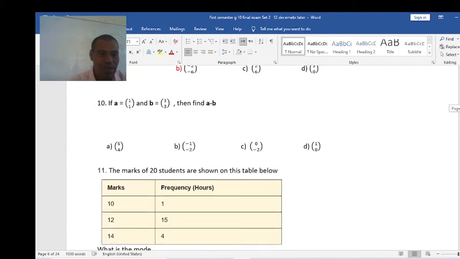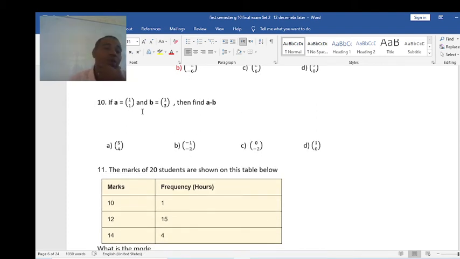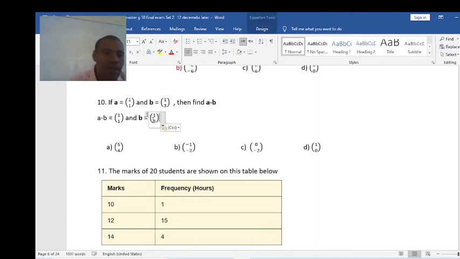Now we have, if A equals the column vector 1, 1 and B equals 1, 3, then find the difference A minus B. So, first of all, my learners, I should write this one. Okay, A minus B is equal to, okay, this is A minus B. This one, my learners, equals what? You can see that.